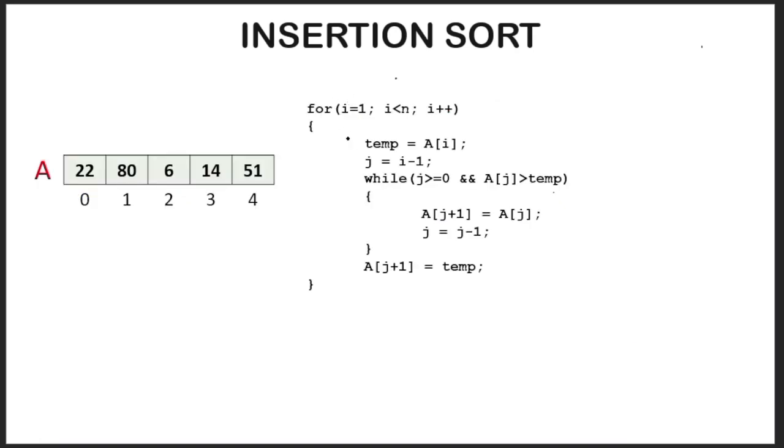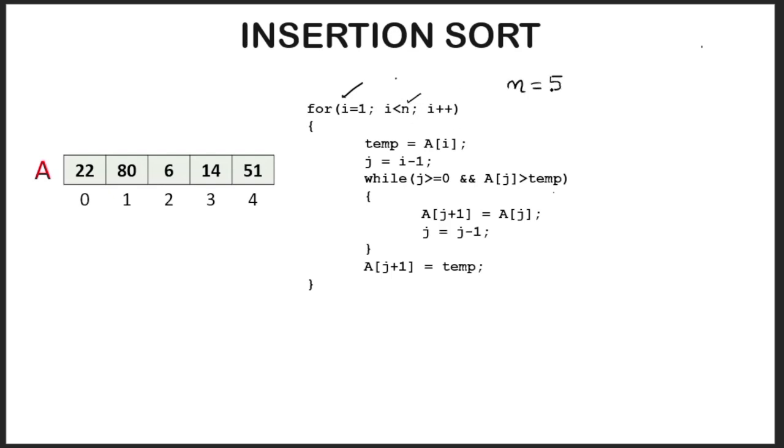This is the algorithm for insertion sort, a small code snippet. Here we can see that the variable i is used and the variable n is used. i is used to traverse the array and n is the number of elements present in the array.